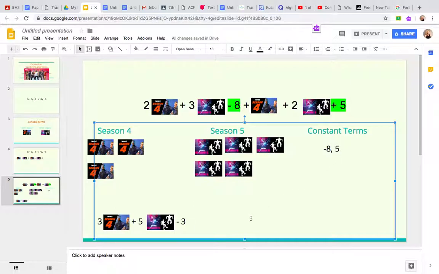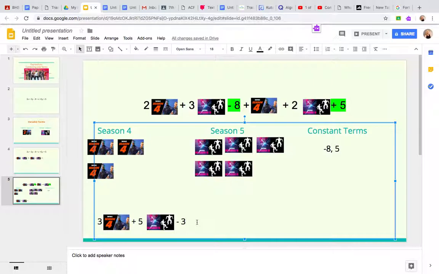So that's it, you guys. We have simplified the expression. The simplified expression is 3 battle passes from season 4 plus 5 battle passes from season 5 minus 3. That's all we can do with the problem or with the expression. And just remember, don't try to subtract 3 from season 5 or season 4, okay? Because it's not telling you to do that. It's a whole separate term. We don't know where it belongs, okay? So that's as far as we can go with it.